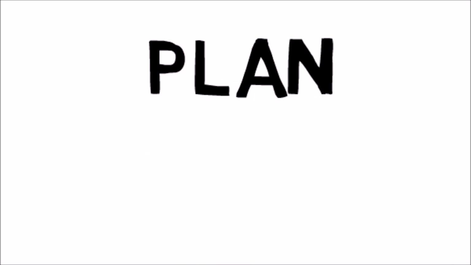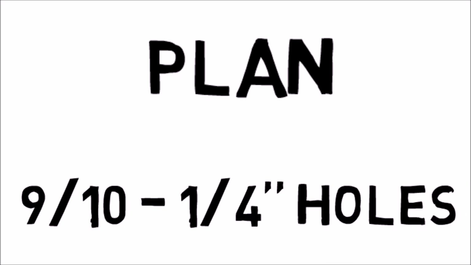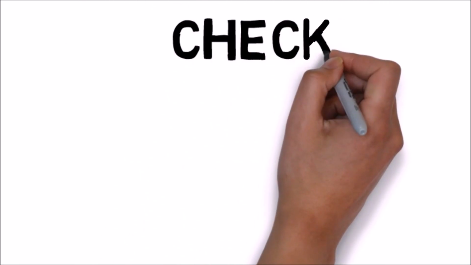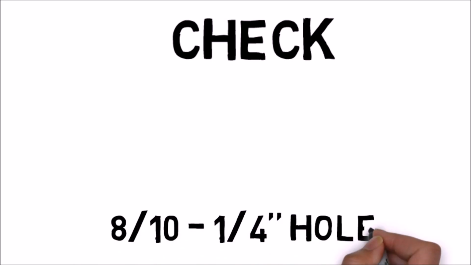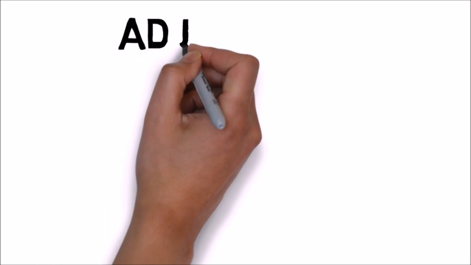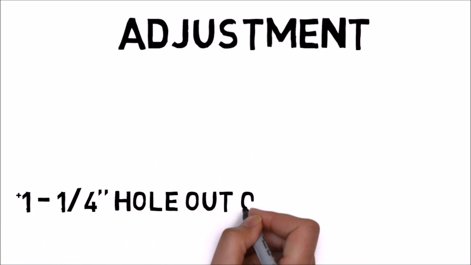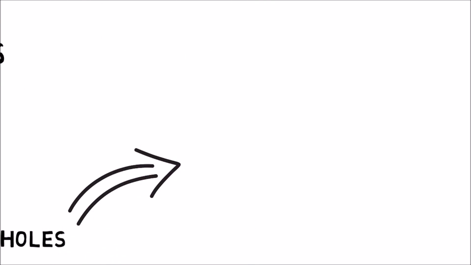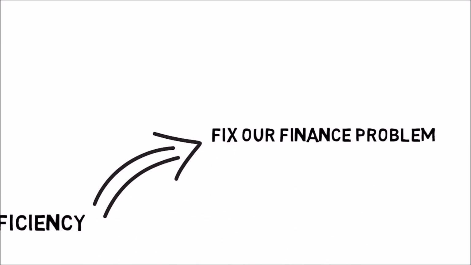So let's say our plan for drilling our holes is that out of every 10 holes, 9 of them are going to be good, usable 1/4 inch holes. So we do the work, and we check our work, and when we check our work, we find that actually only 8 out of those 10 holes are good, usable 1/4 inch holes. So now we know that our adjustment is that out of every 10 holes, we need to make 1 more good, usable 1/4 inch hole. So as you can see, if we fix this, this will fix our efficiency problem. And when we fix the efficiency problem, we will in turn fix our financial problem.